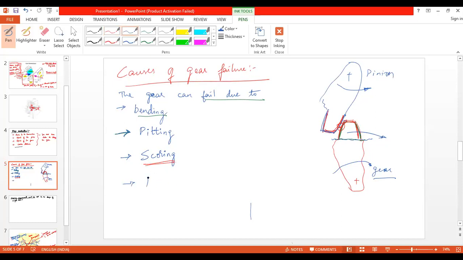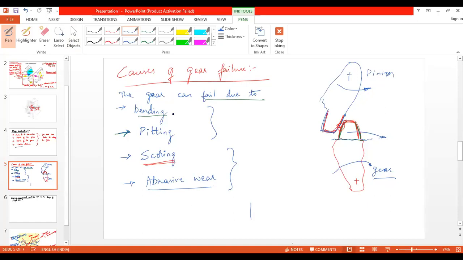And another one is abrasive wear. This abrasive wear is because of the presence of any foreign particle, like dust or burr or anything which is mixed with the lubricant, and that creates the abrasive wear action. Here, the last two can be avoided by doing proper maintenance, and the first two we need to consider while designing the gear.